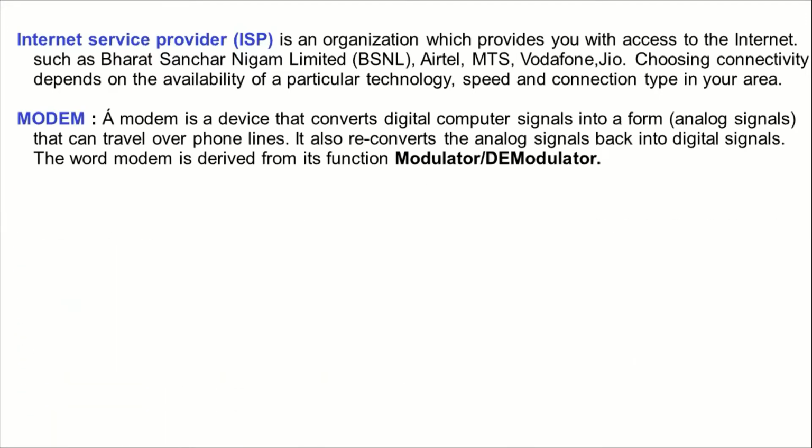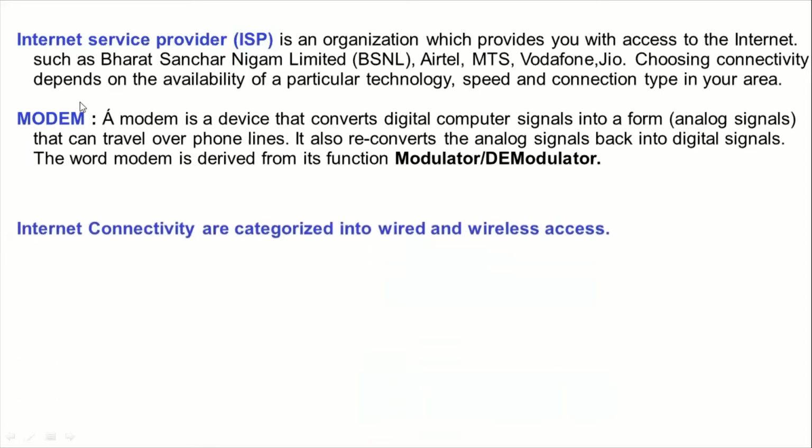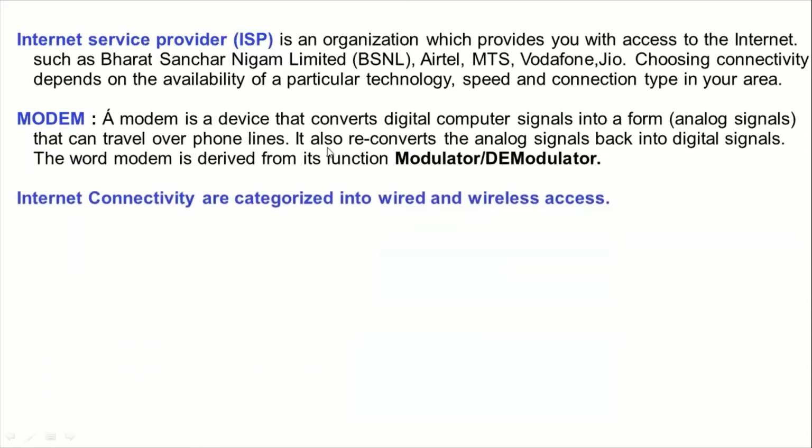Modems. To connect to the internet, we need a device called a modem. It converts digital computer signals into a form called analog signals that can travel over telephone lines. It also reconverts the analog signals back into digital signals. The word modem is derived from its function: modulator, demodulator. So this is the full form of modem, modulator, demodulator.